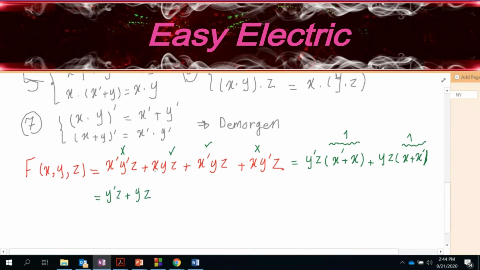It is simpler than before, but you need to double check to make sure this is the simplest form. What I can see here is that you could take out z, and then you get y prime plus y. Again, y prime plus y is 1. So that means this is z. Okay, so why am I doing this? You answer that question.